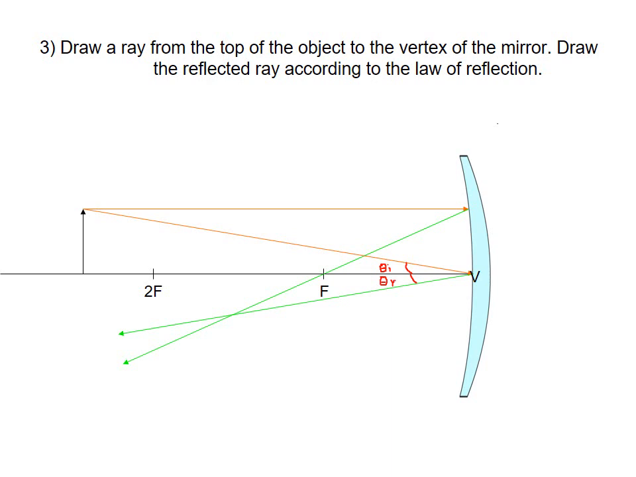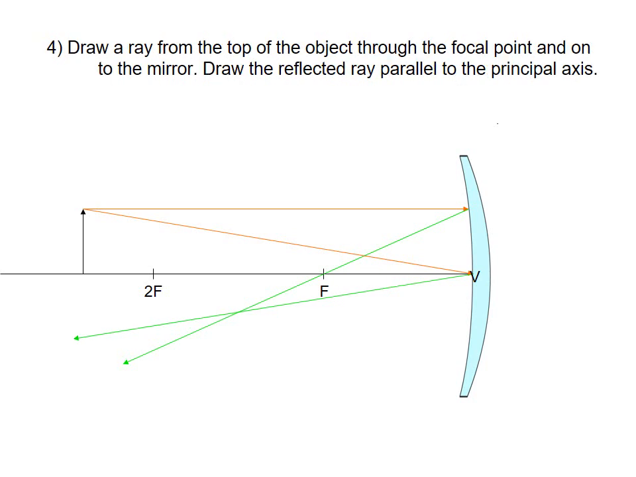Now at this point, we actually have two reflected rays that intersect. Your image will form where the two reflected rays intersect. Don't draw your image here. I know there's rays intersecting, but it's not two reflected rays. That's an incident and a reflected. It has to be two reflected rays, so two of the green ones here. But there's another special ray that you can use, and I'm going to show you that special ray before we actually draw in our image.